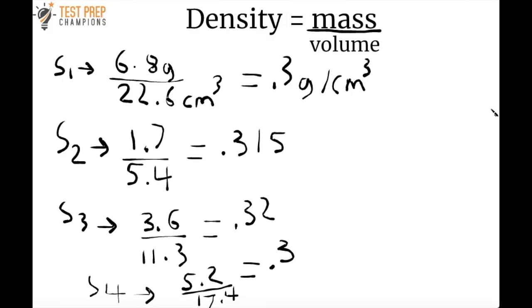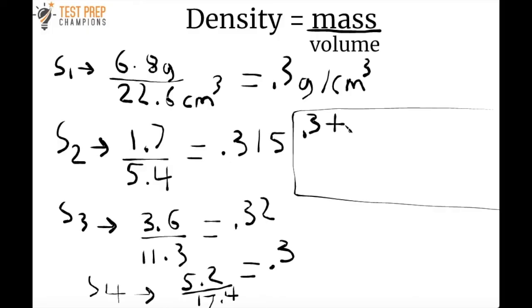Okay, so now it's time to calculate the average. After all of that work, we now have to calculate the average. The way that we do that is we're going to take all of these numbers in our data set. So we take the density from each sample. We take our 0.3, we take our 0.315, and we add all of the densities up. So we do 0.3 plus 0.315 plus 0.32, plus, you guessed it, plus 0.3.